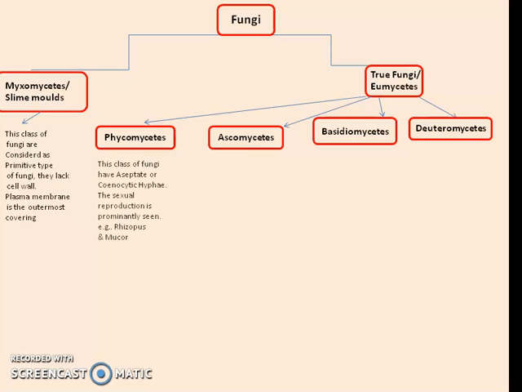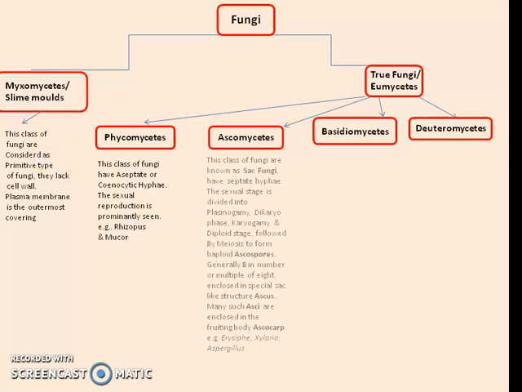Whereas phycomycetes, this particular type of fungi, have aseptate or cenocytic hyphae. The sexual reproduction is prominently seen, for example, Rhizopus and Mucor. Rhizopus is referred to as bread mold.